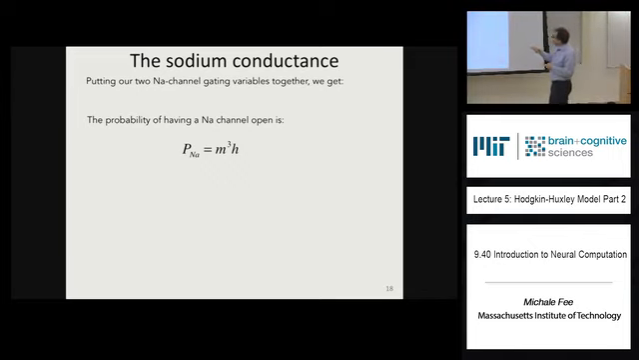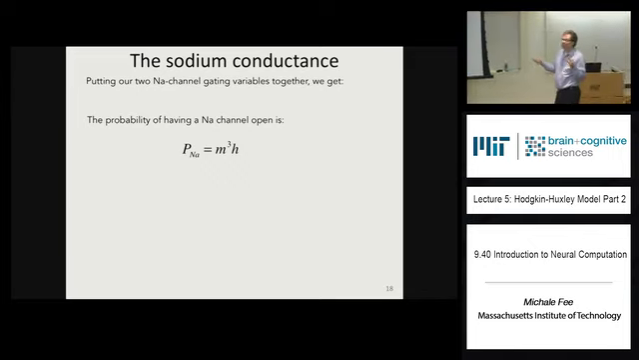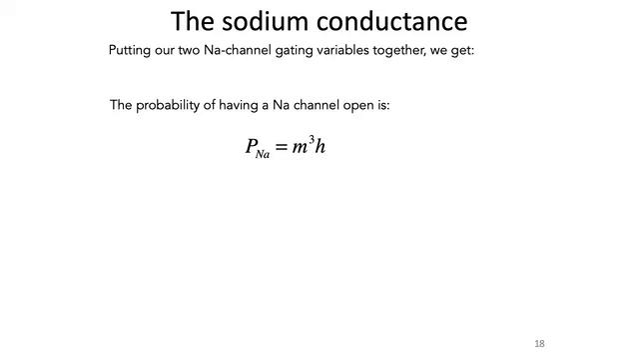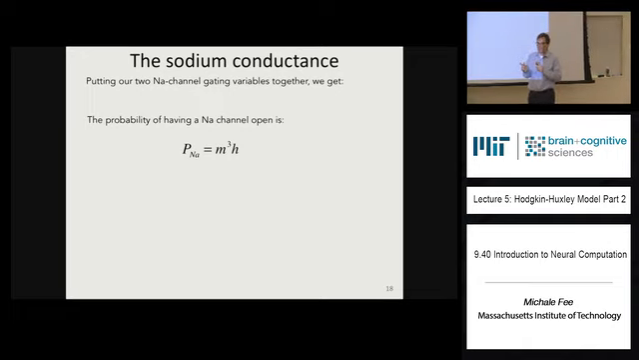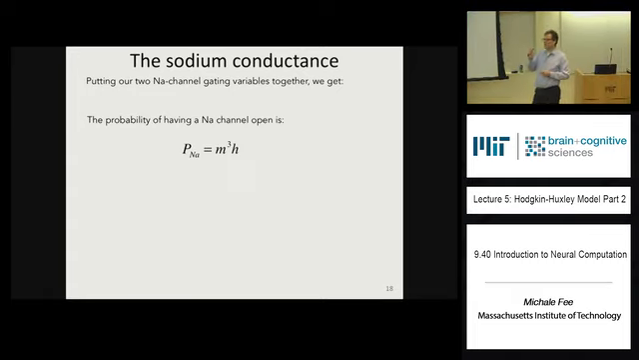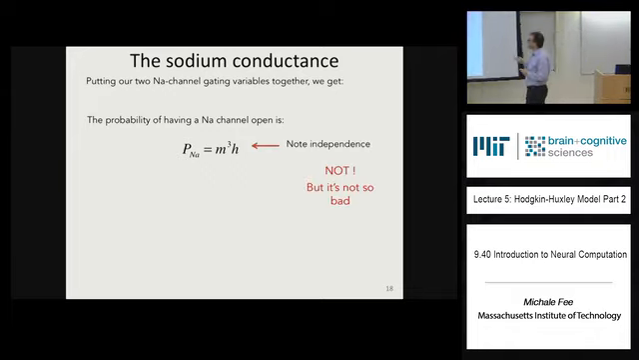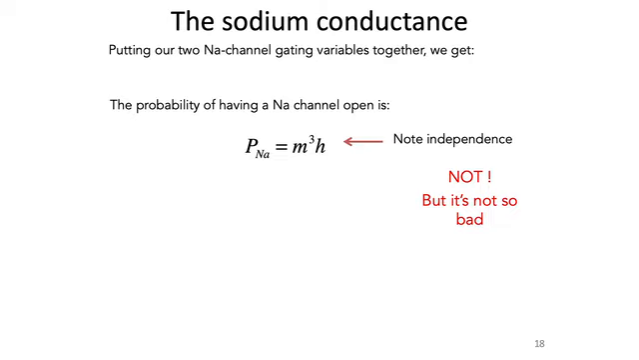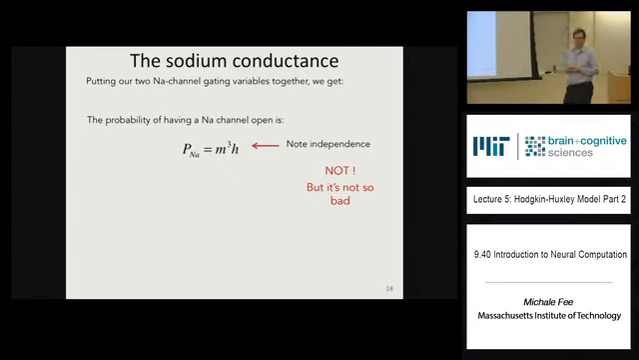Our probability of the sodium channel being open is m cubed h. I just want to mention that this m cubed h assumes one thing about the gating variable and the inactivation variable, the mechanism for activation and the mechanism for inactivation. It assumes what about them? They're independent. And it turns out that that's not quite true. It's one of the very few things that Hodgkin-Huxley didn't get spot on. Okay, so it's not exactly independent, but it's really not bad either. So it's still a pretty good model.